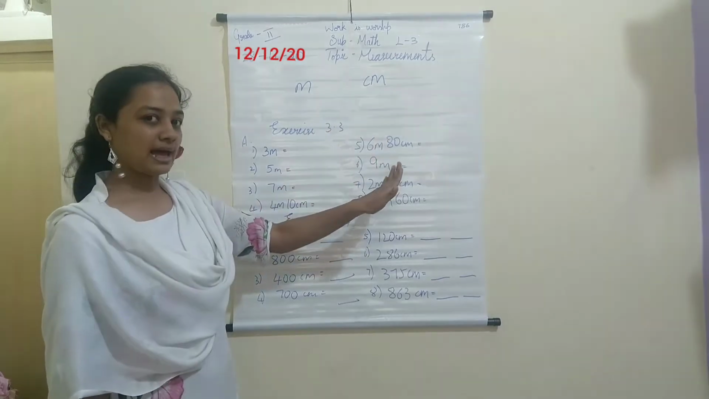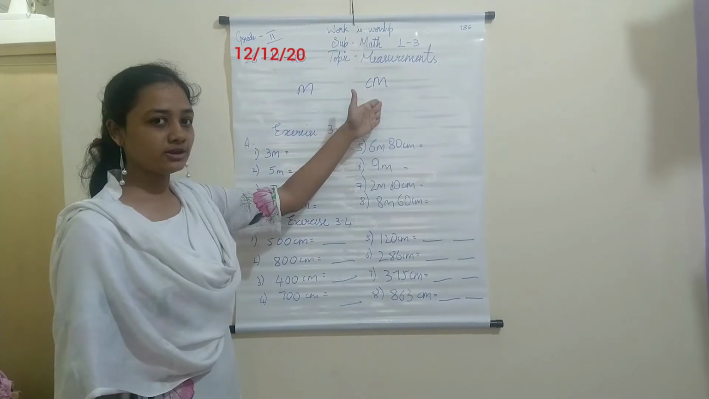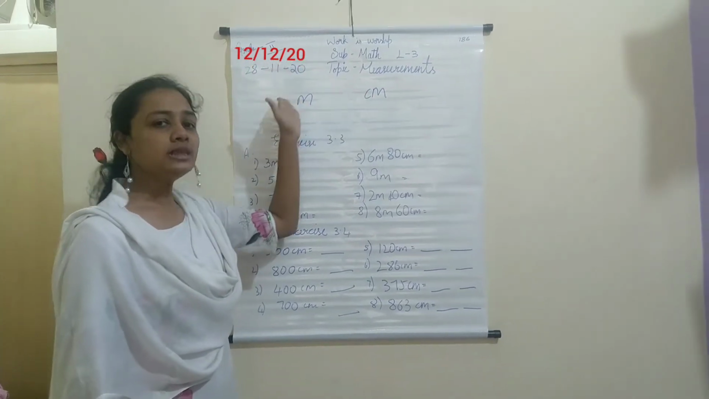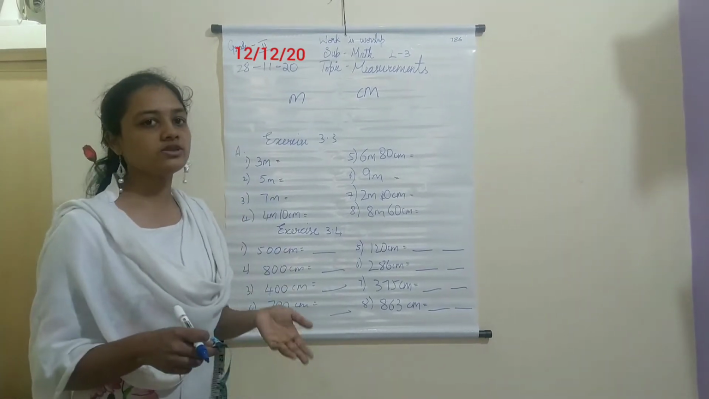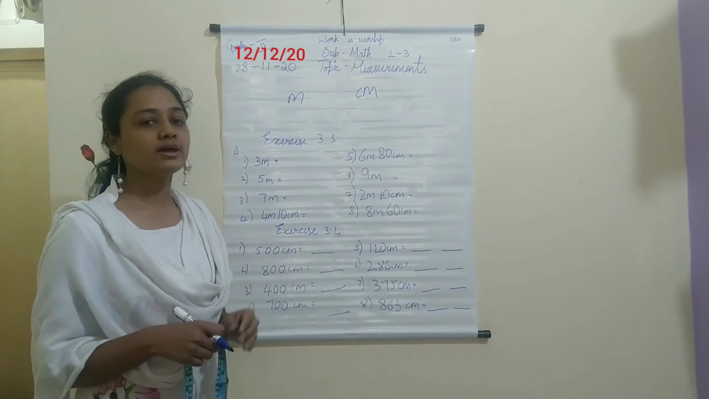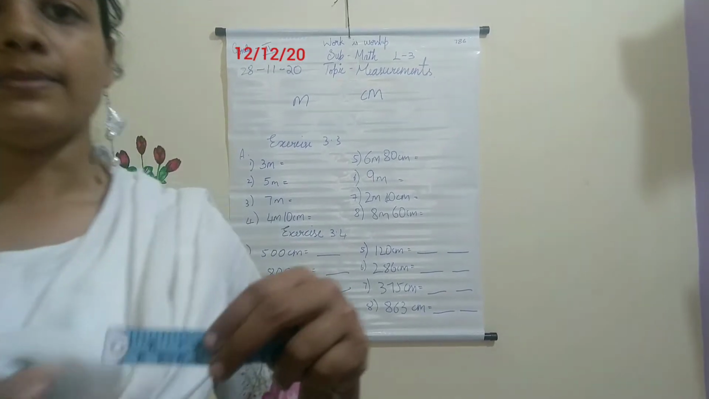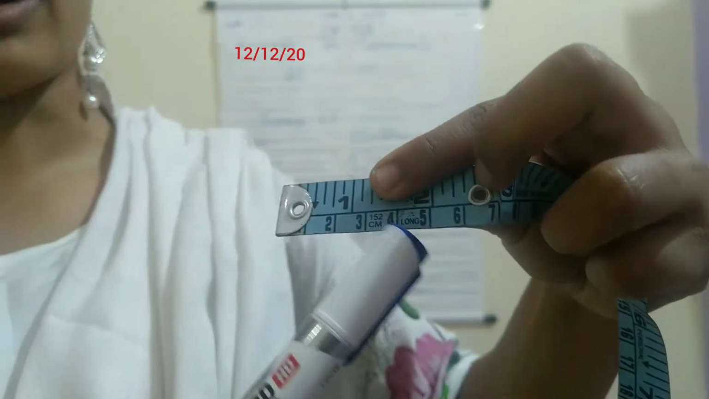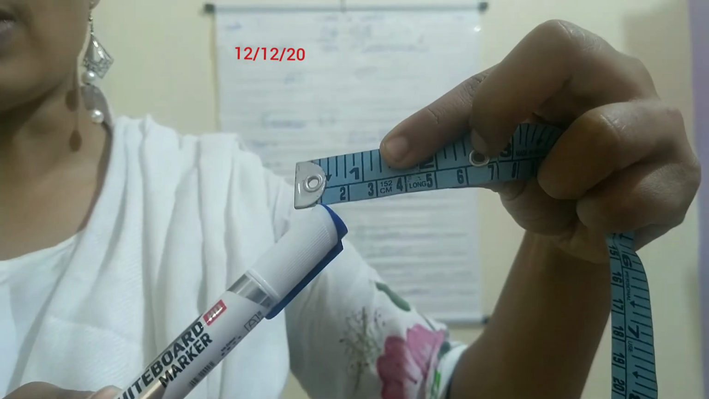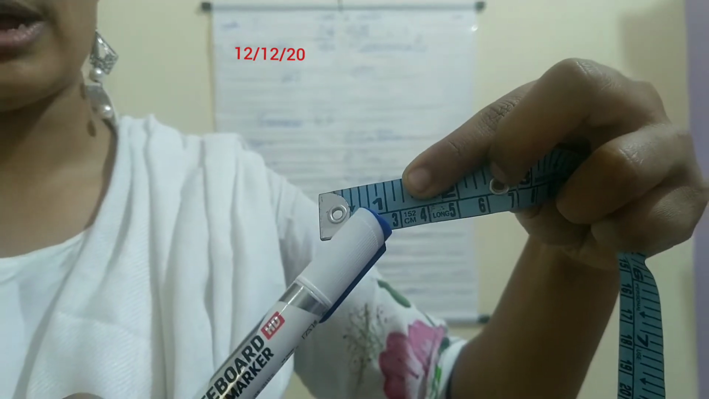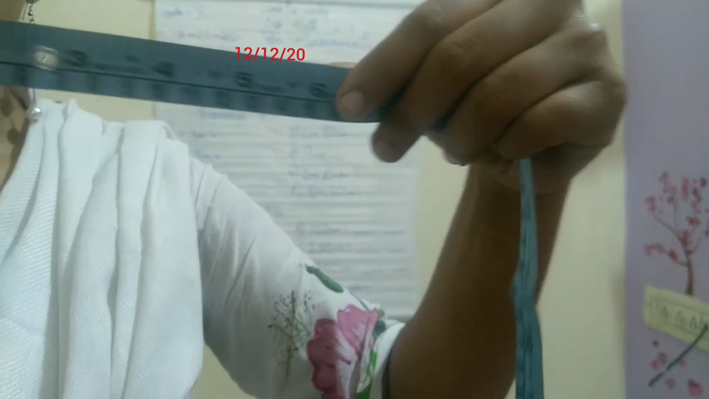So, in today's class, you will be learning how you can write meters in centimeters form and centimeters in meters form. You can write centimeters and meters converted, whichever is comfortable for you. So, in the last class, we saw the tape and we also saw the numbers down here. And I said, these are the centimeters. From 0 to 1, 1 centimeter, 1 to 2, 2 centimeters, 2 to 3, 3 centimeters. Like this, it goes on.